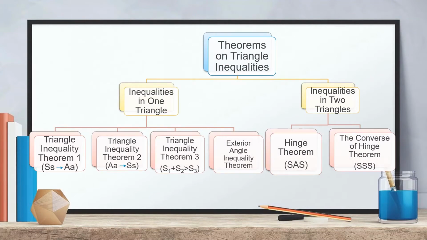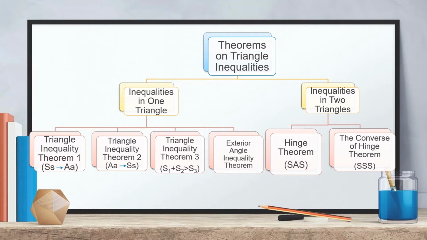In the previous videos, we already have discussed theorems on triangle inequalities. Under inequalities in one triangle, we have triangle inequality theorem number 1, o ito yung tinatawag natin na side angle inequality theorem. And then we have inequality theorem number 2, o ito yung tinatawag natin na angle side inequality theorem. And then the third one, we have triangle inequality theorem number 3, and we also have exterior angle inequality theorem.